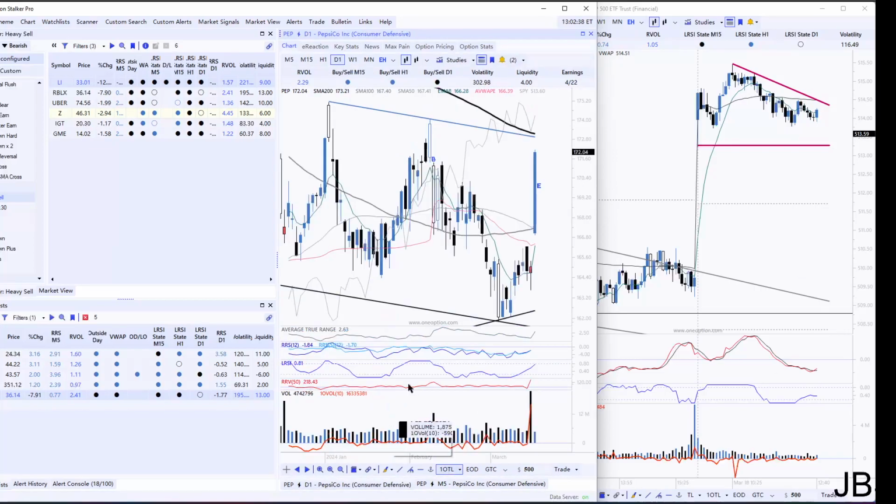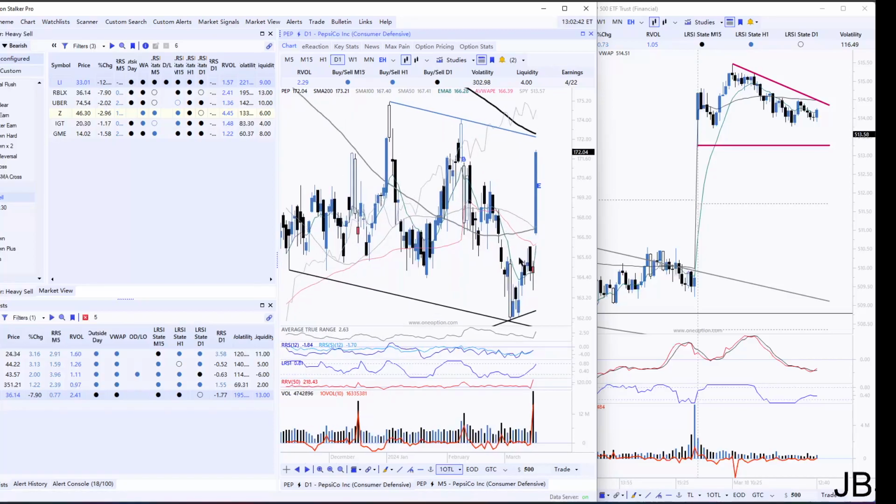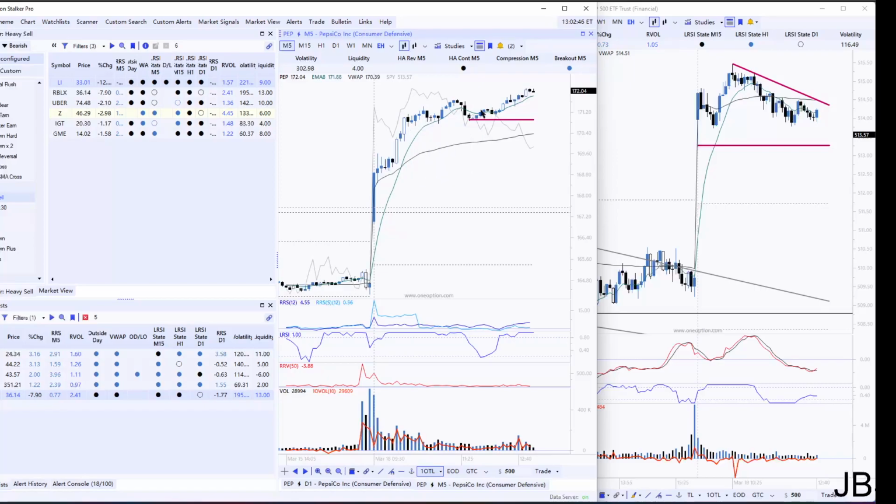The PEP D1 chart is also not amazing. It's not the worst, but it's not the best. I'd say it's pretty neutral or maybe a 1 bullish at most. So the D1 chart isn't great. The M5 chart to me is very, very strong. This is a 3. Nice steady price action. A little bit parabolic. Compressed, held all the gains. Got this LRSI alert. This candle at 12:20 confirmed it.